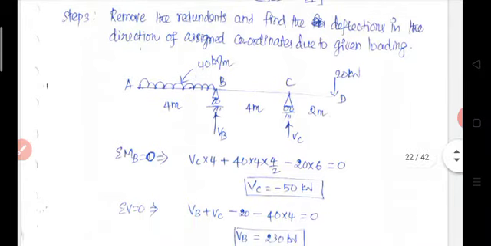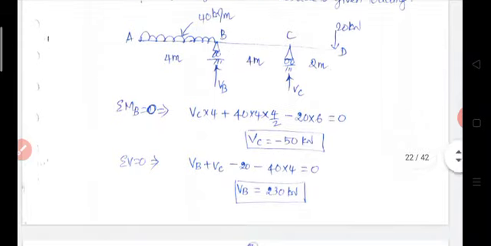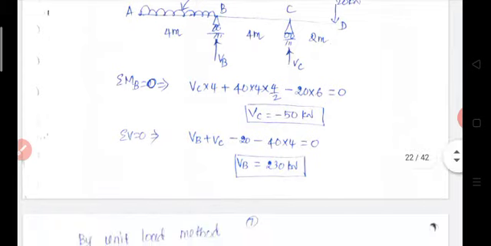After removing the redundants, it becomes a primary structure, a determinate structure. It's like a double overhanging beam. Now determine the support reactions. For this, we have to apply equilibrium equations. Summation of Mb is equal to 0. While applying this equilibrium equation, we determine the Vc value. So, Vc is equal to minus 50 kilonewton. Then summation of V equal to 0. From that equilibrium equation, Vb is equal to 230 kilonewton.